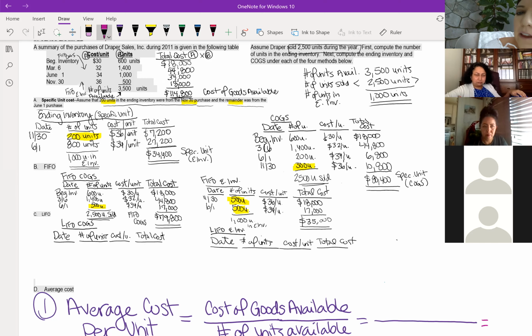And then with LIFO, cost of goods sold, where are we going to start? November 30th, the newest purchases. Did we sell at least 500 units? Yes. So November 30th, 500 units sold, $36 per unit cost basis. And that entire layer of $18,000 is going to be expensed for LIFO cost of goods sold.